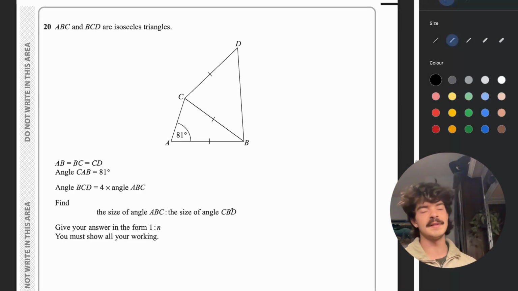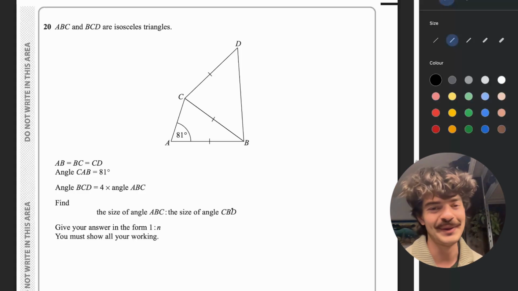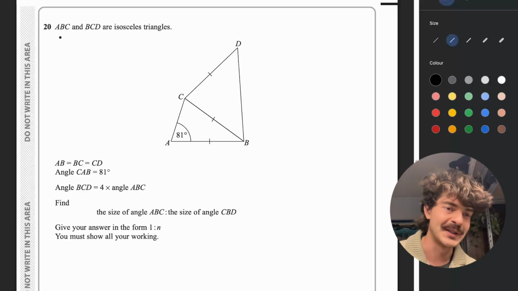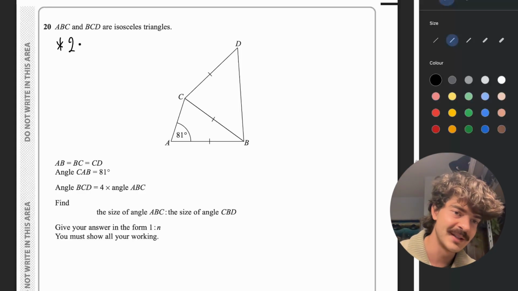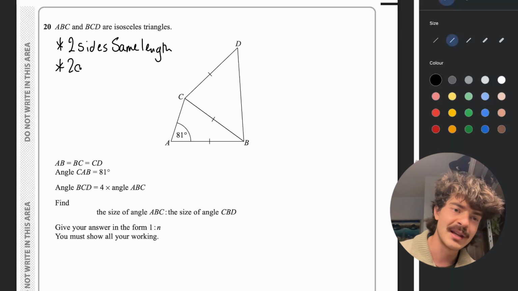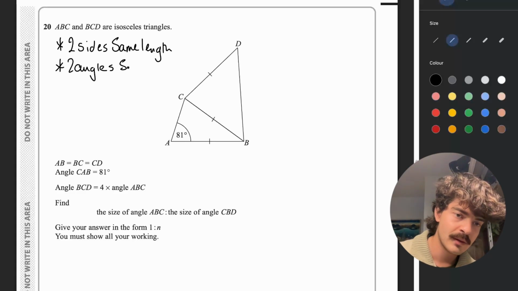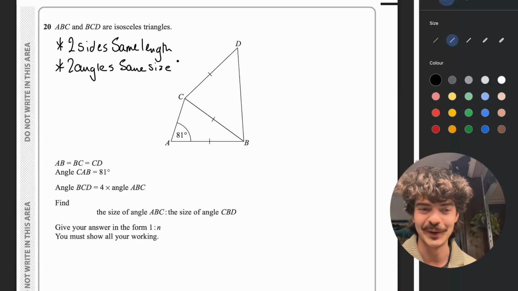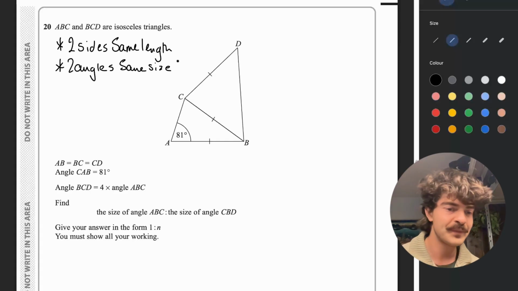Now on to question 20. Oof. This one is looking a little bit harder, so let's see what we can do here. We've got 2 isosceles triangles. It says right at the start of the question, so we need to bear that in mind and think about what's interesting about isosceles triangles. Well, 2 sides are the same length, but also 2 angles are the same. So this is probably going to come in useful somewhere, or else the question wouldn't be to do with isosceles triangles.